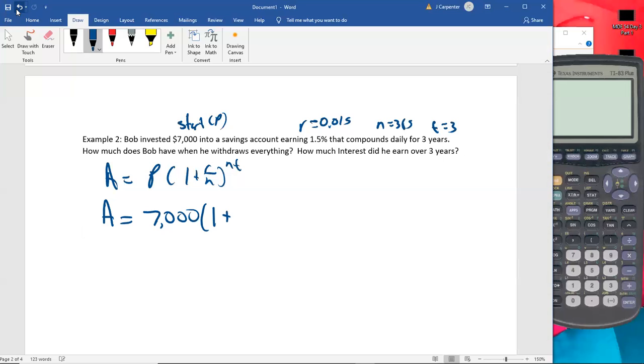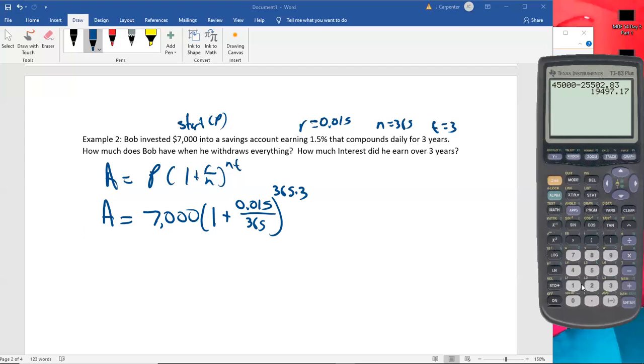All right, then 1 plus our rate of 0.015, because remember 1.5, we can't put that number in this. It's got to be the decimal unless we're using Excel. Excel could handle the percentage. Then divided by the n, which was 365, then raised to the n times t, which is 365 times 3 years. So the first thing we want to know is what is 365 times 3?